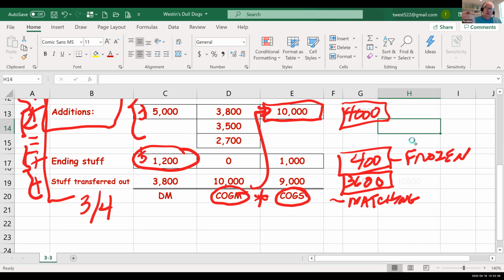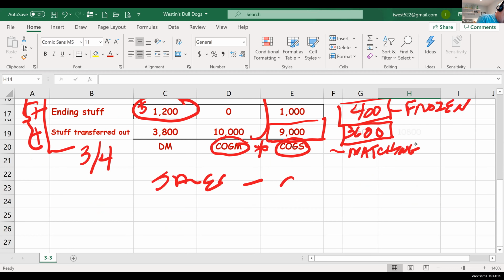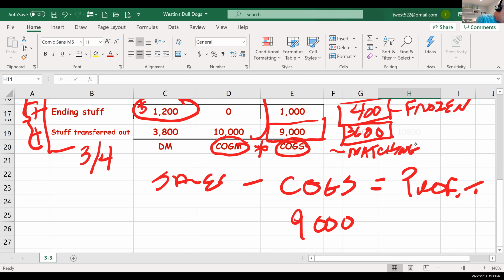So Art, how would we think about this in terms of whether Weston's making any money? To make money, you need your cost of goods to be less than what you're charging for the goods. So sales minus cost of goods sold is a measure of profit. Yes. Okay. And our cost of goods sold is 9,000. So what do you think our sales were?